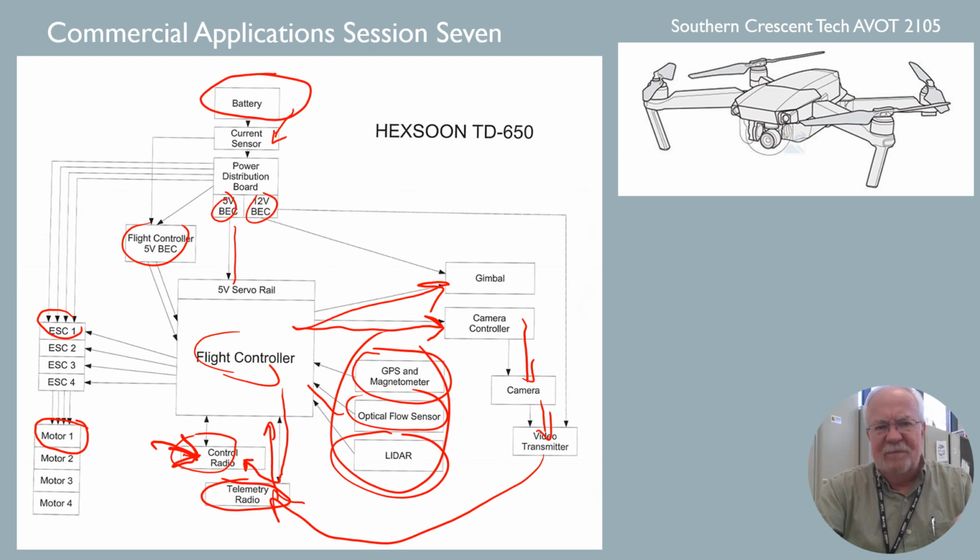Okay, so that's basically the schematic to give you an idea how these components fit together. We've talked about GPS, magnetometer, optical flow sensors. We talked about all those things, so we're going to move on. We're going to talk about some other things as well, if I can get to the next slide.